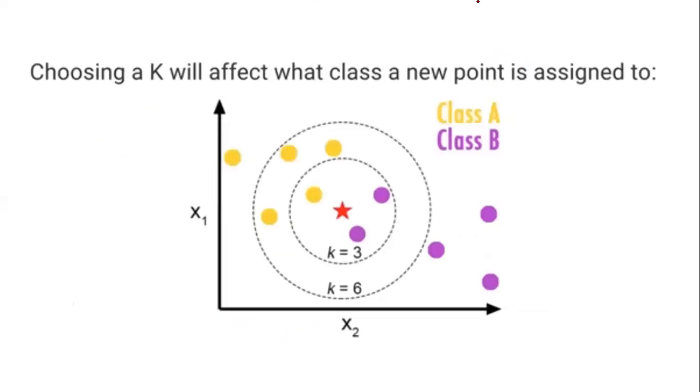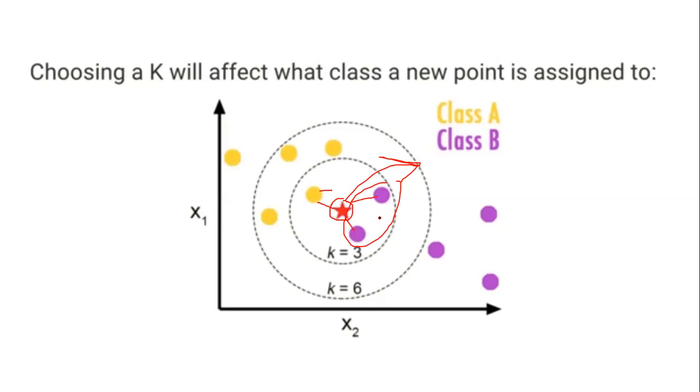Now let's see how choosing a value of k affects the distribution. This is my point which I want to classify. Currently I have just 2 classes, class A and class B. B is in purple, A is in yellow. If I'm talking about 3 nearest neighbors, then I can easily say this is the first neighbor, second neighbor, third neighbor, and the majority of neighbors belongs to class B. Then this star should also belong to class B. Fine, right? For now, my classification looks nice.